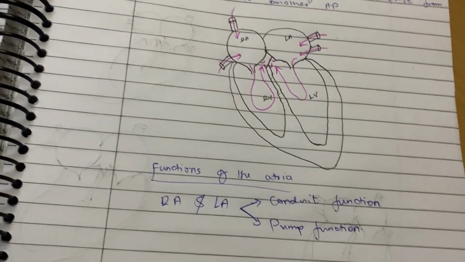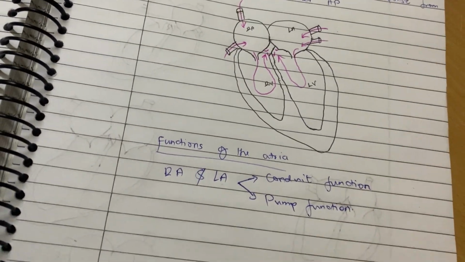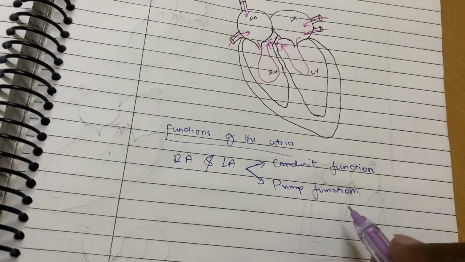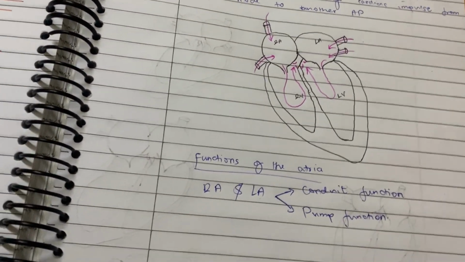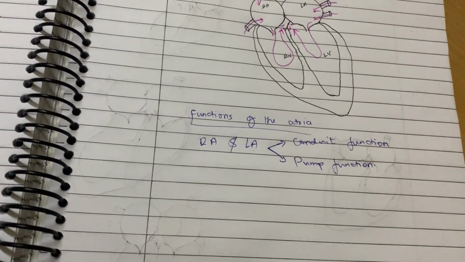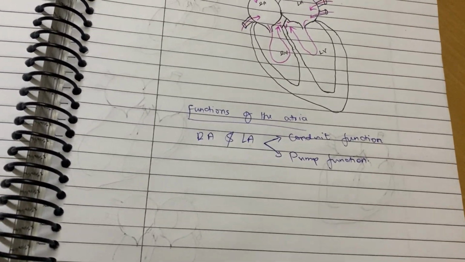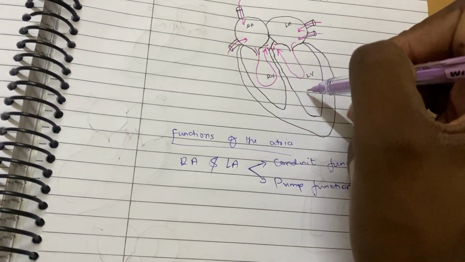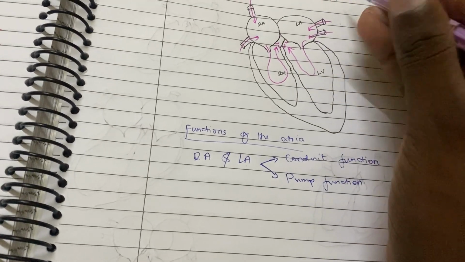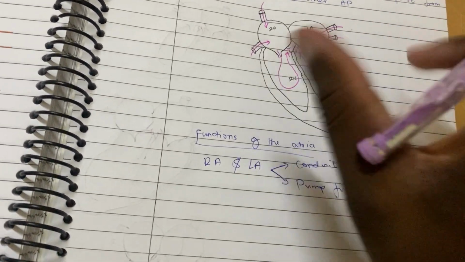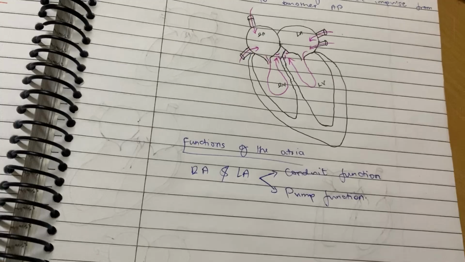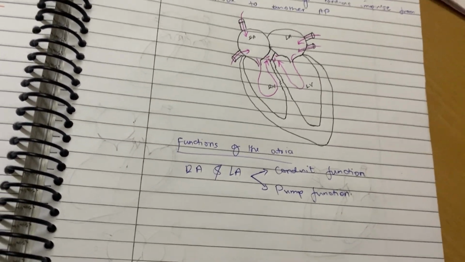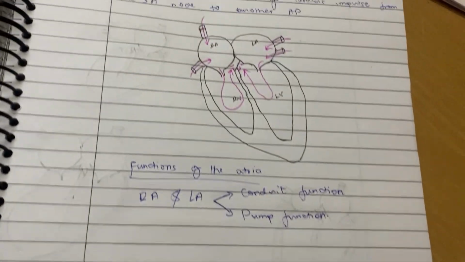They act as a conduit. What is a conduit? A conduit is just a passage. But at the same time, they act as a pump, because they have to pump some blood at the end of diastole. They allow blood to move through them into the LV, but at the end they have to do some pumping. So these are the two functions: pump function and conduit function. Keep that in mind.